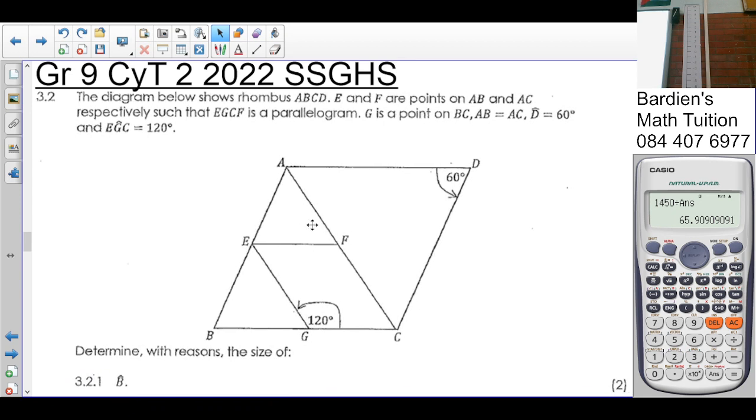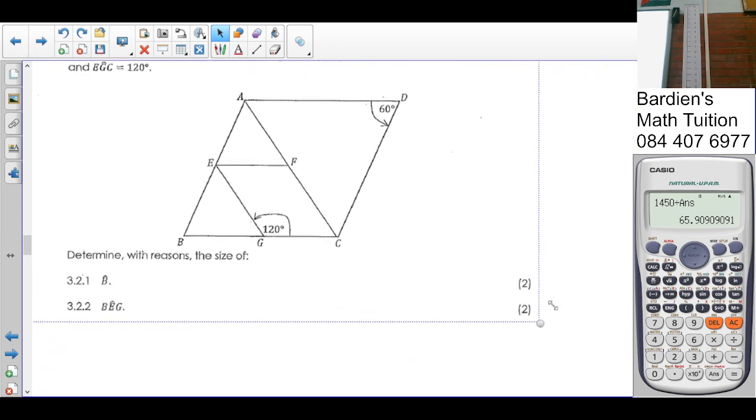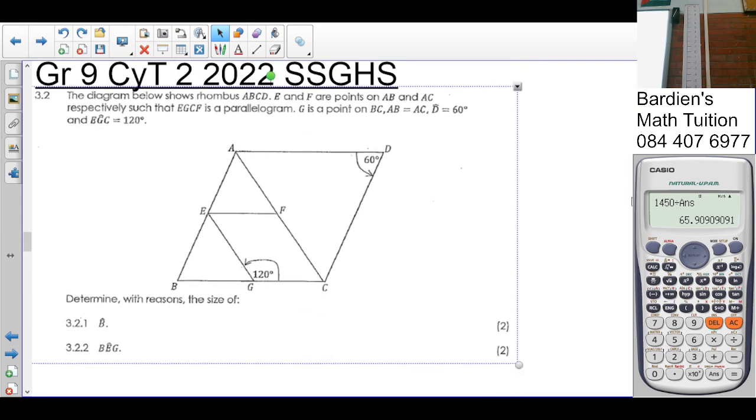The question says, the diagram below shows a rhombus. So we know the rhombus, there are 6 properties. I'm not going to go through them all now. E and F are points on AB and AC respectively such that E, G, C, F is a parallelogram. All these 4 properties of a parallelogram is evident there.